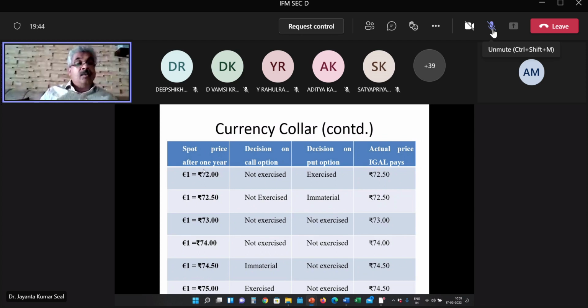So what are the possible cases? Price may be less than 72.5, price may be more than 74.5. If the decision is the same, I have taken only one. So suppose after 1 year, €1 is equal to 72. What will happen to the call option? Indigo bought a call option. So Indigo has the right to buy at 72.5.